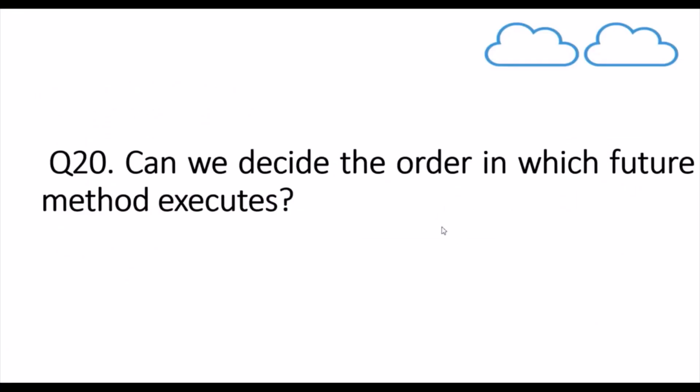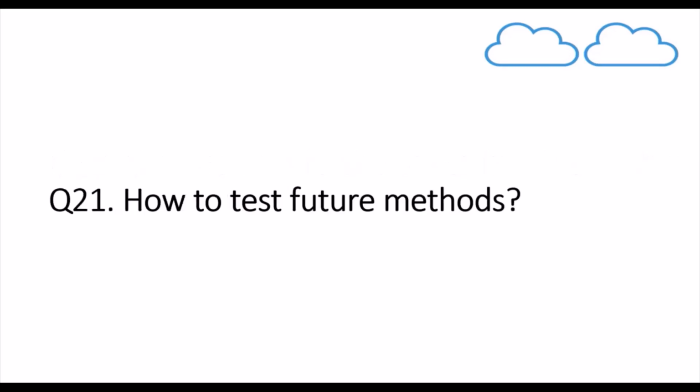Can we decide the order in which future methods execute? No, future methods are not guaranteed to execute in the same order in which they are called. It is possible that two future methods are running concurrently, and it may result in locking of records if they are working on the same records. So you have to be careful while working with future methods because it does not guarantee the order in which they will execute.